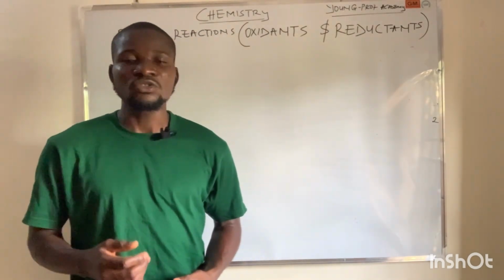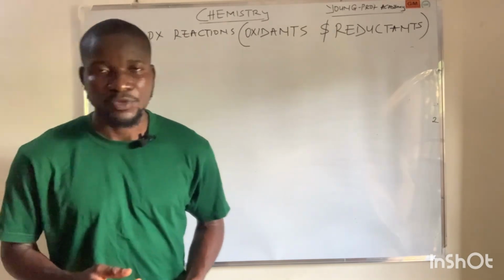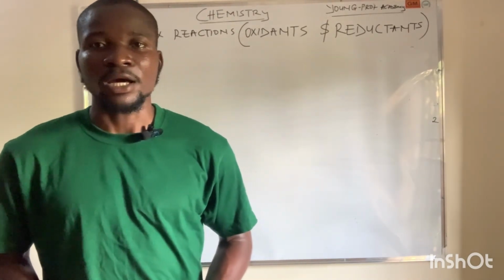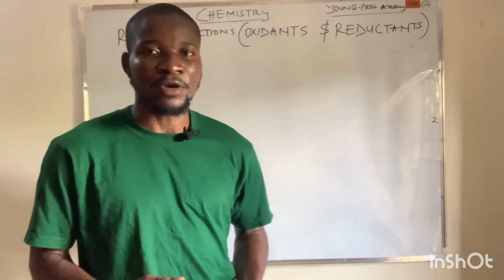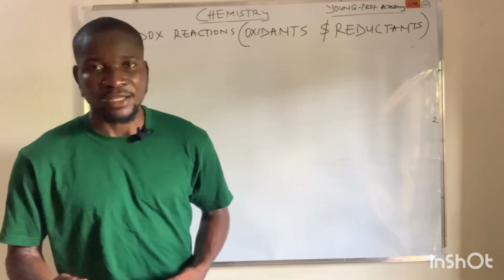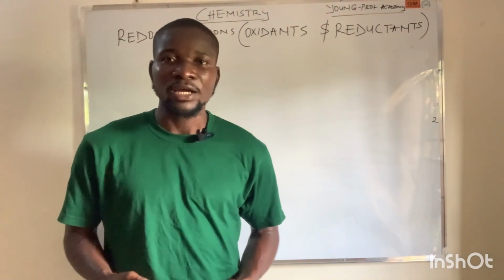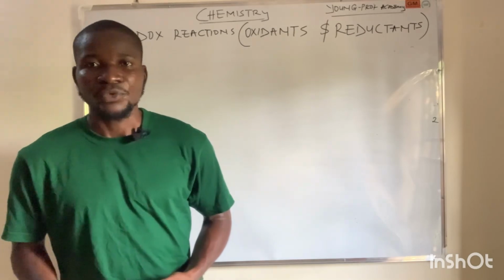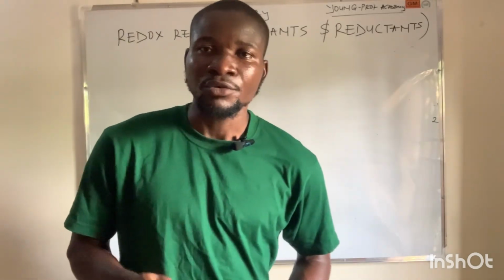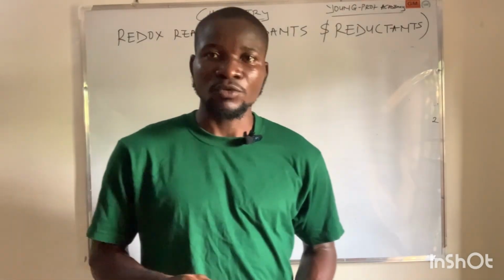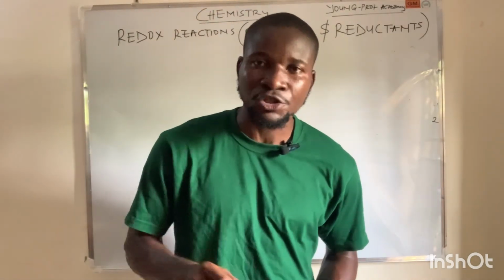Now, what is a redox reaction? A redox reaction is a type of reaction that involves the transfer of electrons. In other words, we have two species that are interacting, where one is called the oxidant and the other one is called the reductant. Redox reactions involve two major things: oxidation reaction and reduction reaction.